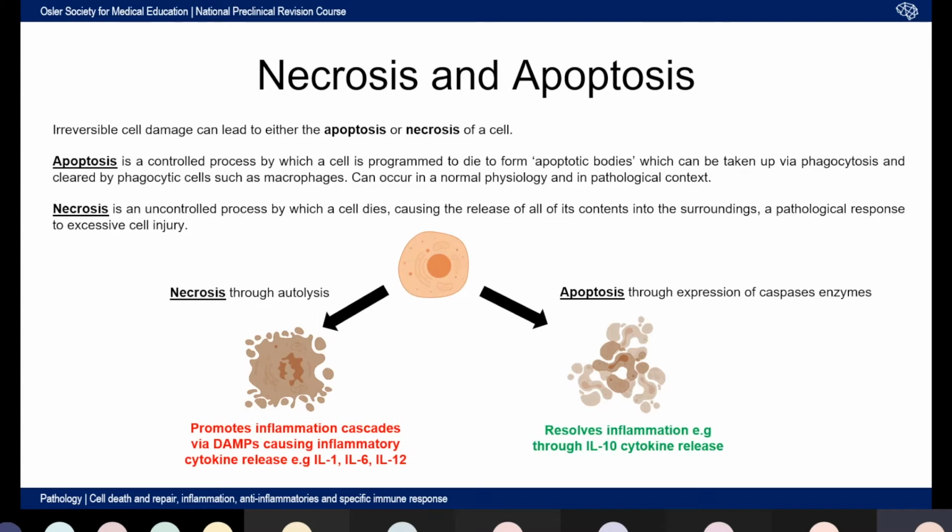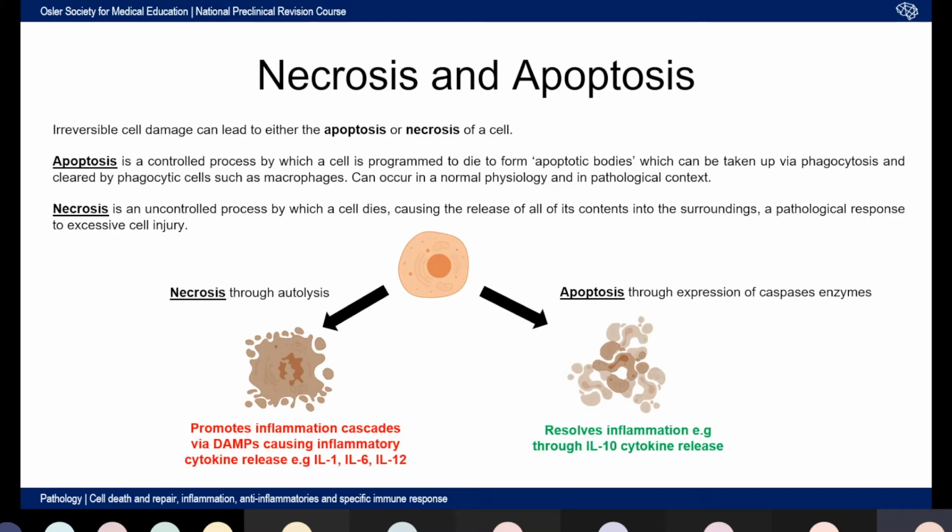Now, apoptosis causes the formation of these things called apoptotic bodies. And they're essentially taken up by phagocytes and then destroyed. And so that promotes the resolution of inflammation. So then it would cause the macrophage to release IL-10 and other repair markers like TGF-beta, and that will lead to the repair of the tissue and stop inflammation.